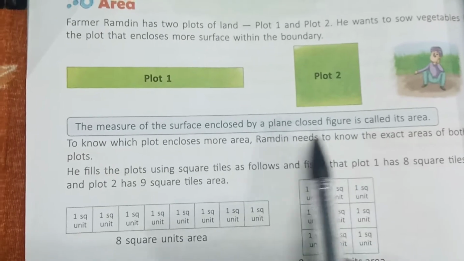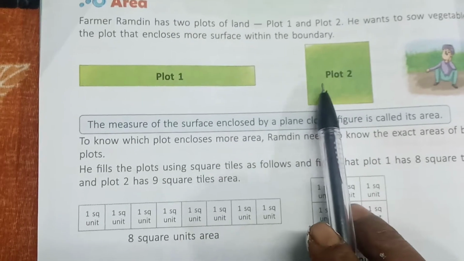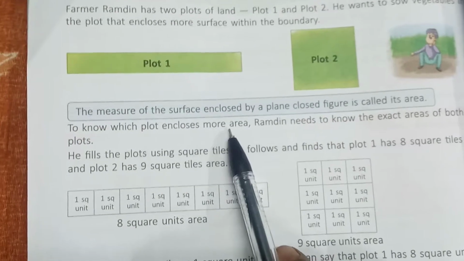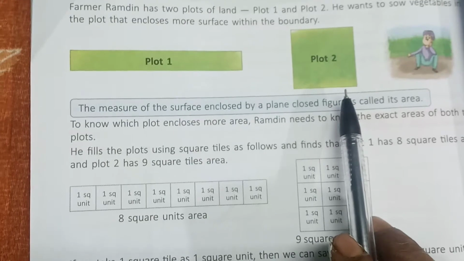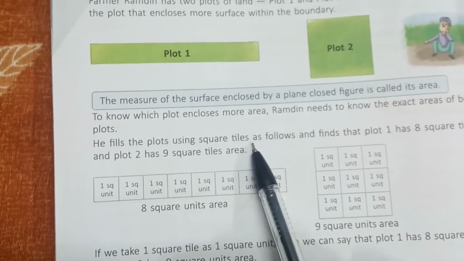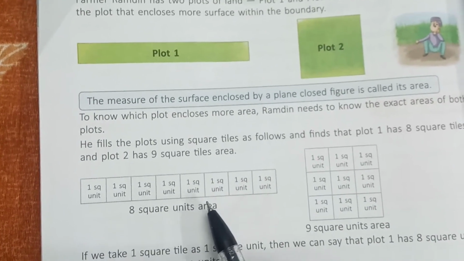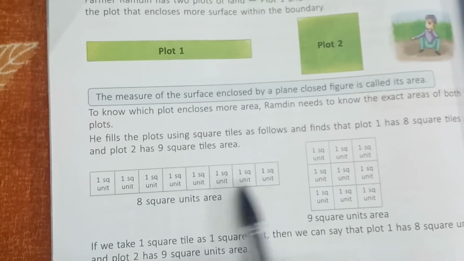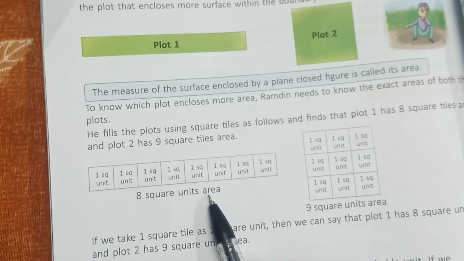Let's take an example. There are two plots, plot 1 and plot 2. Now, children, we have to compare which has more area. So to know which plot encloses more area, we need to know the exact areas of these two plots. Now what will you do? You will fill the plots using the square tiles. Suppose plot 1 covers 8 tiles. Each is 1 square unit tile, so the total area will be 8 square units.